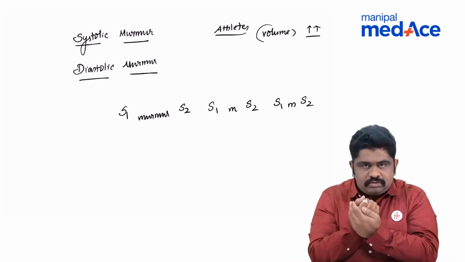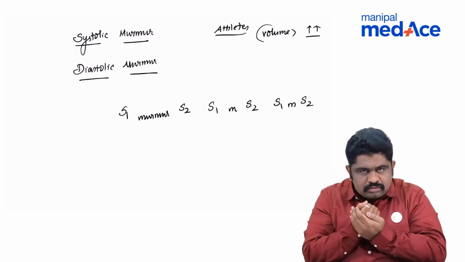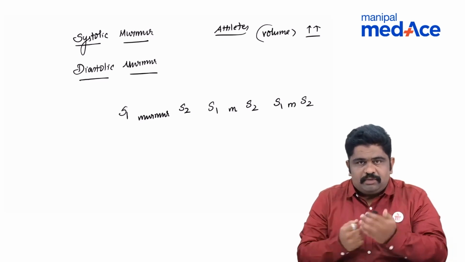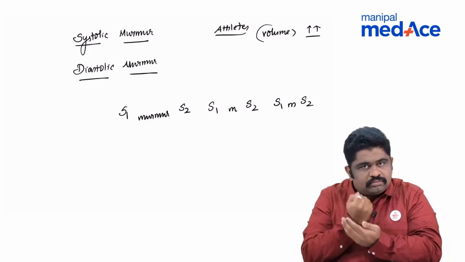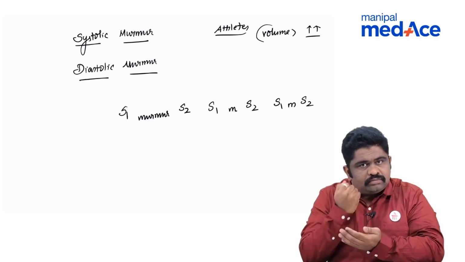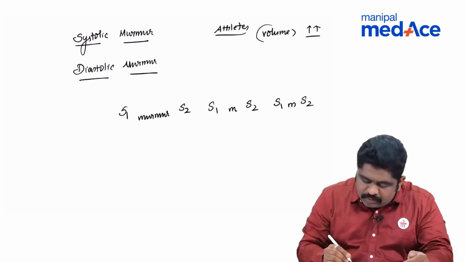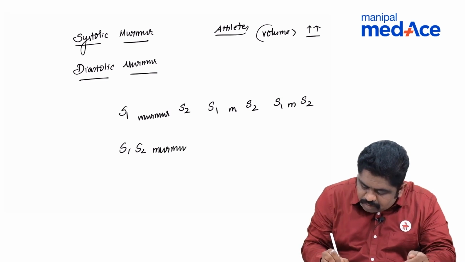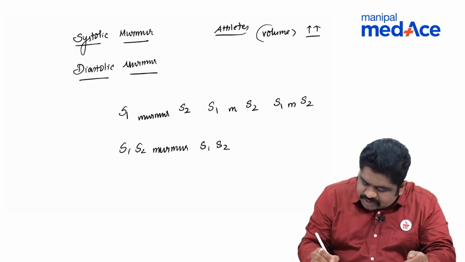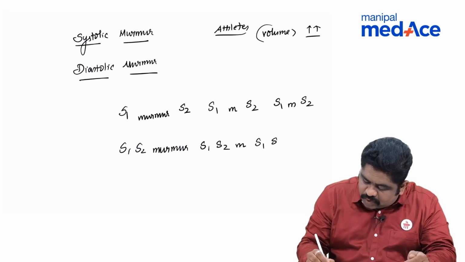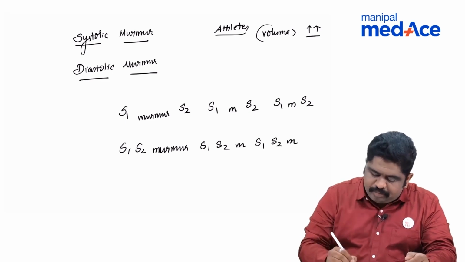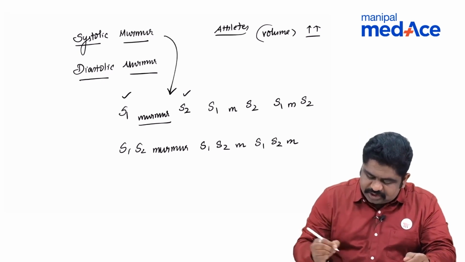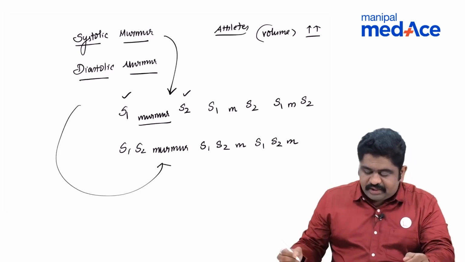Now listen to this murmur. Here you will be having S1 followed by S2, then murmur, again S1, S2 followed by murmur, S1, S2 followed by murmur. Between the S1 and S2 we have the phase for systole, so this would be systolic murmur and this would be diastolic murmur.